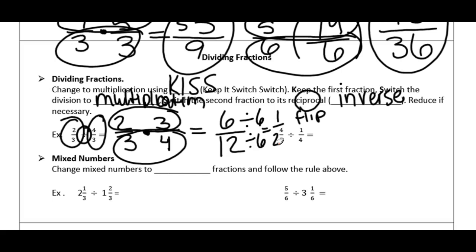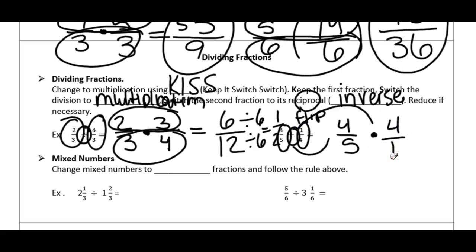Second example, 4/5. That stays the same. Keep it. So I'm keeping 4/5 as 4/5. Changing my division to multiplication, because keep it, switch, and then switching 1/4 to its reciprocal, which is 4/1. Then I'm going to multiply straight across. So 4 times 4 is 16.